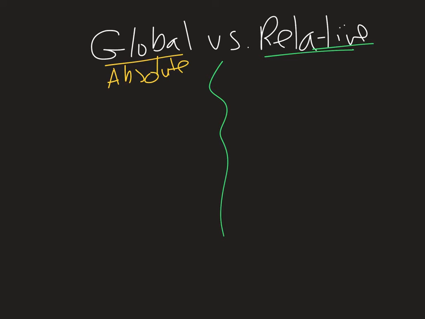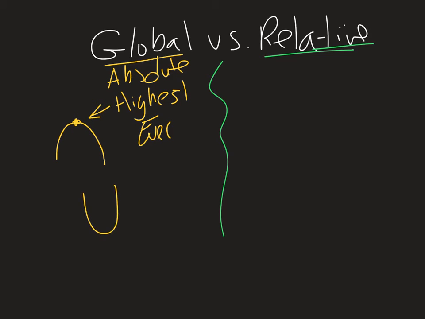So a global, whether it be a minimum or a maximum, it means that, if I have a global max, this is the highest point on the graph, period. If I have a global minimum, same thing, except it's a minimum. So this would be the lowest point ever.